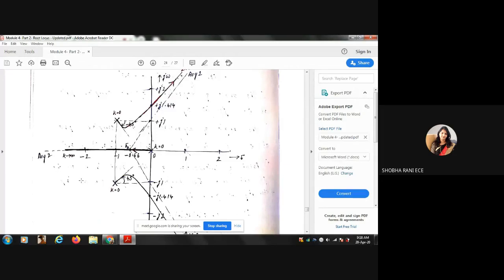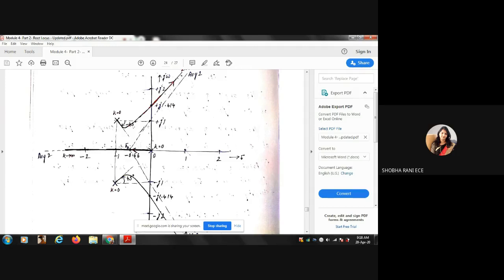Then what I'm supposed to do, I have to mark the asymptote. The centroid I got as minus 0.66. Mark the centroid. At that centroid, I have to mark the three asymptotes: asymptote 1, asymptote 2, and asymptote 3, at angles 60 degree, 180 degree, and the other one is 300 degree.